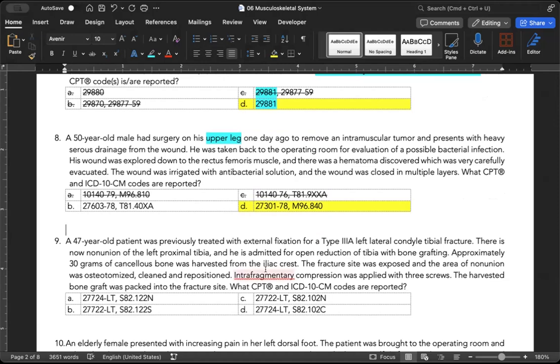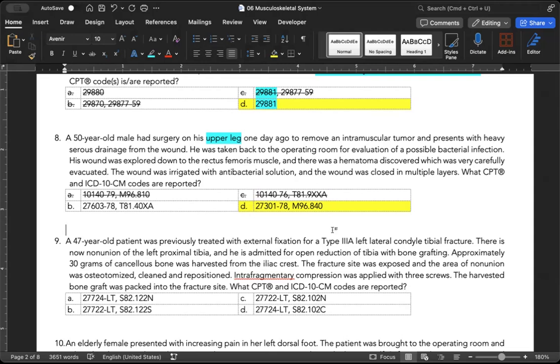I'm assuming that we use modifier 78 because he originally had surgery and then went back in because of bacterial infection. Yep, and it's an unplanned return to the operating room, having to go back in. The fact that it was just a day ago and we're still within the post-op period of that procedure. Okay, thank you. You're welcome. Good question.